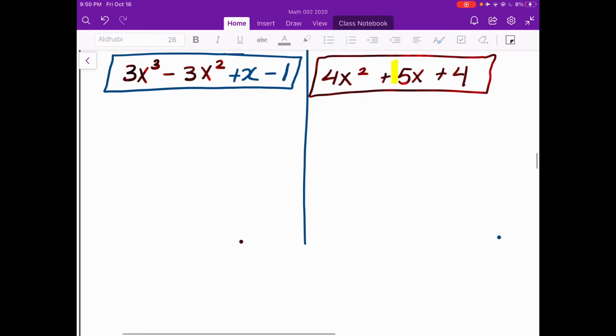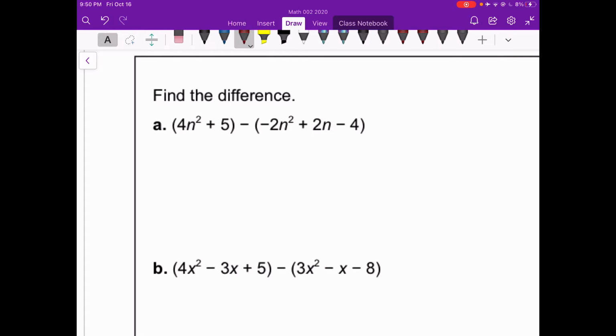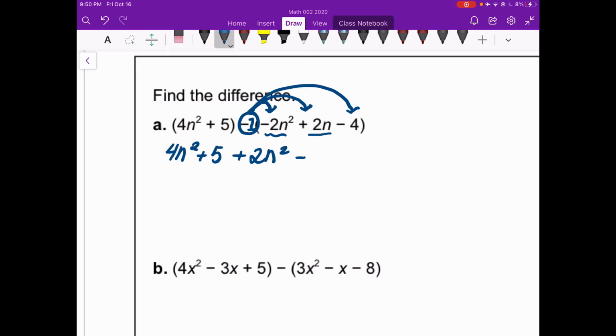Just be careful with making careless errors. Put it in your calculator if you need to check a sum. The difference is a little different. It requires you to distribute the negative in between, which means make every sign in the parentheses opposite. The first set of parentheses stays the same. There's no negative in front. The second one becomes the opposite, positive 2n squared minus 2n plus 4. And then you do the matching game again. 4n squared plus 2n squared is 6n squared. 5 and 4 is 9, but I'm going to put it out here because I still have this term, -2n, that should go in the middle.